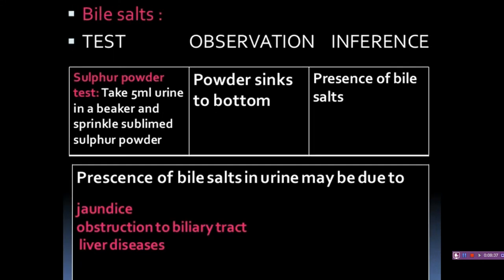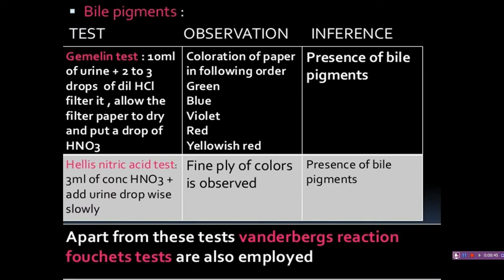Bile test, sulfur powder test is done. Presence of bile acid in urine may be due to jaundice, obstruction to biliary duct and liver diseases. Bile pigment, here you see two tests are done, and apart from this Benedict reaction also important.